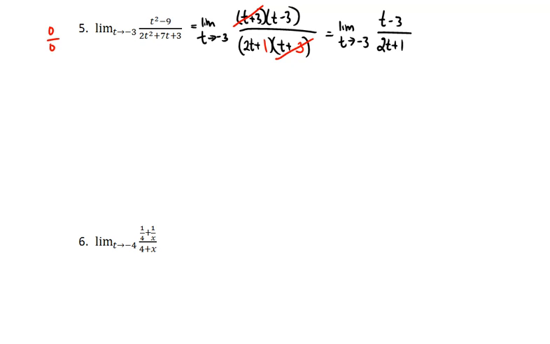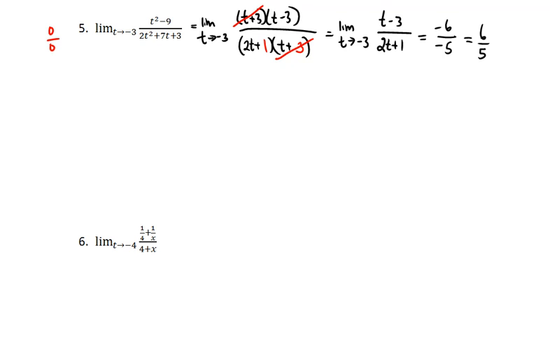We should be able to plug in now. The numerator is going to give us negative 3 minus 3, or negative 6. In the denominator, 2 times negative 3 is negative 6 plus 1 is negative 5, and negative 6 over negative 5 is positive 6/5. And we'll go on to the problem below, number 6.